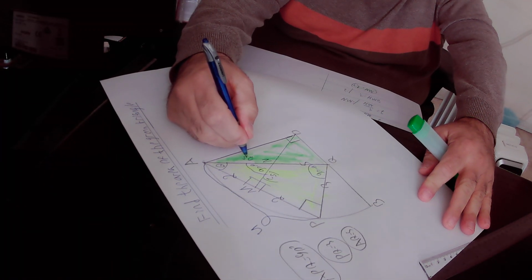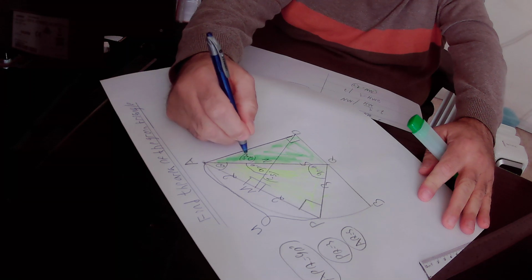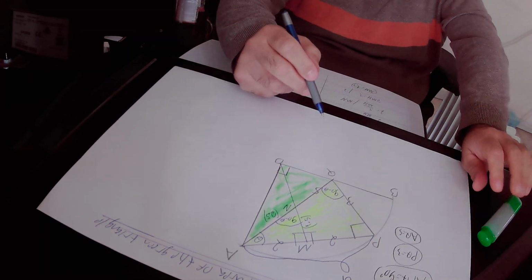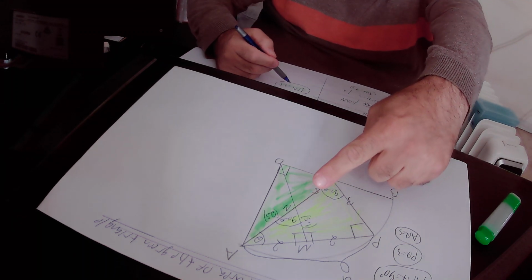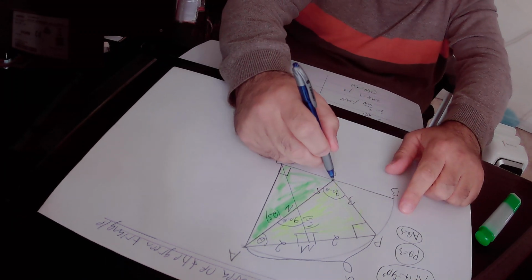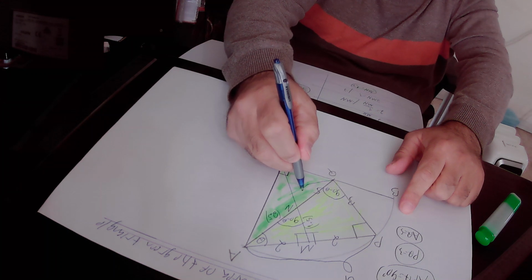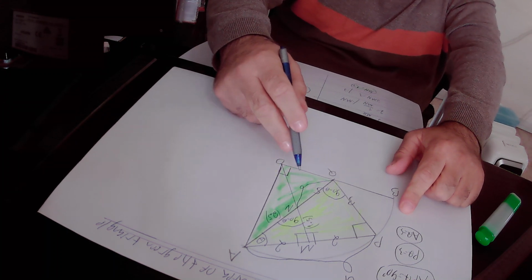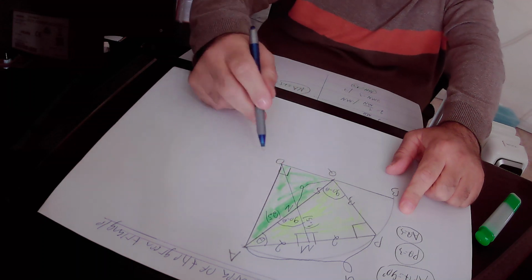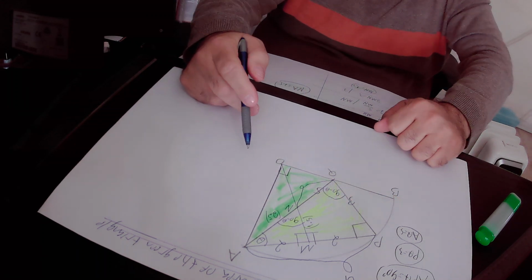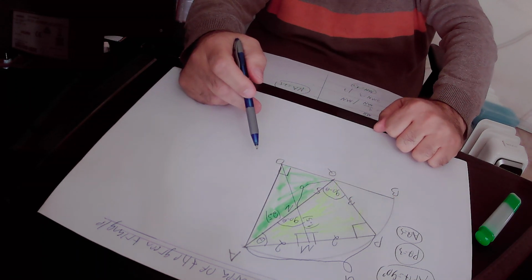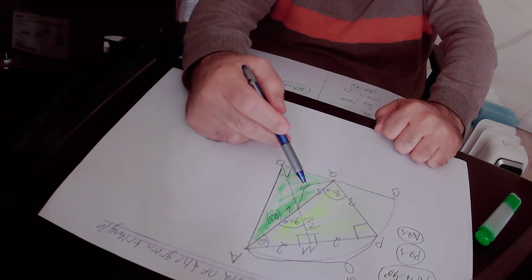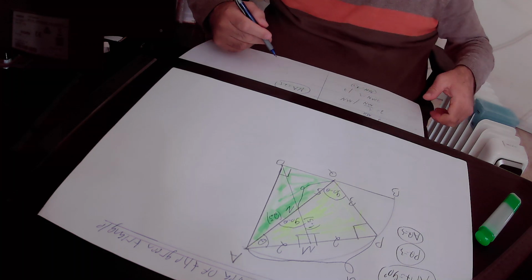What is the length of line segment QN? From the drawing it is very easy to see that QN equals AQ minus AN. Again, AQ minus AN equals QN. I write it down.